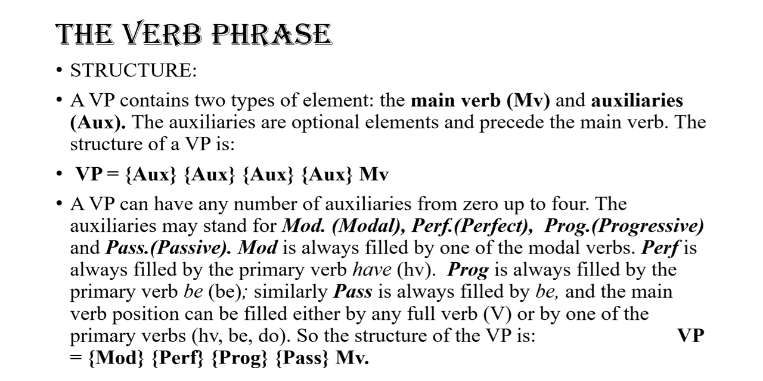The auxiliaries may stand for modal, perfective aspect, progressive aspect and passive aspect. Modal is always filled by one of the modal verbs, modal auxiliaries. Perfective is always filled by the primary verb have. Progressive and passive are always filled by the primary verb be. And the main verb position can be filled either by any full verb or by one of the primary verbs have, be or do. So the structure of VP is modal, perfective, progressive, passive and finally the main verb.